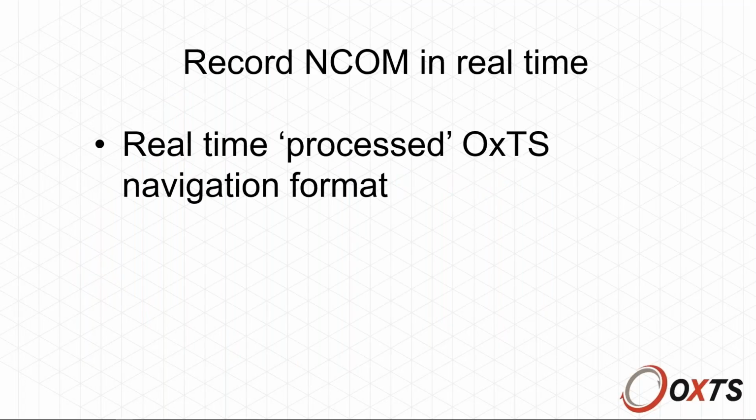So we have two methods of data collection techniques here that we see people using purely to speed up their time to producing data at the end. The first is recording XCOM in real time. So XCOM is the OxTS file format for processed navigation data. So it's not our raw GNSS and IMU data. It's been processed. It's been through the Kalman filter, and it provides position, orientation and time.